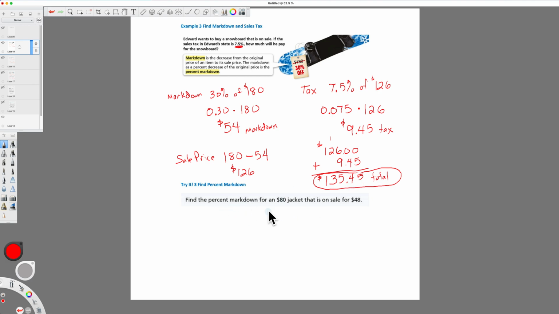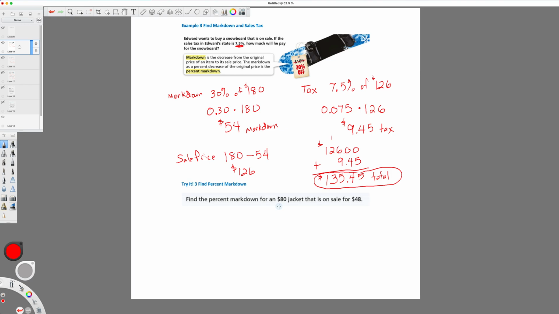Let's do one more. This one doesn't have tax in it. So this one should go a bit more quickly. It says find the percent markdown. So we have an $80 jacket, but it's on sale for $48. So the regular price is $80, but it's on sale. The sale price is $48.